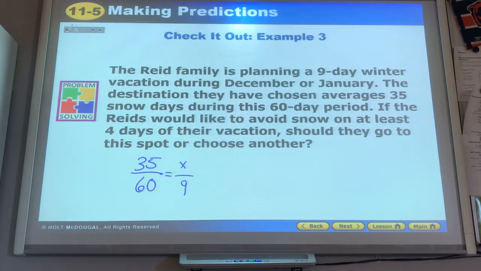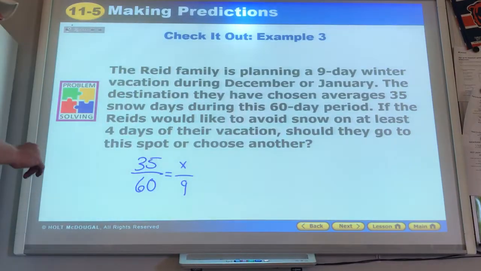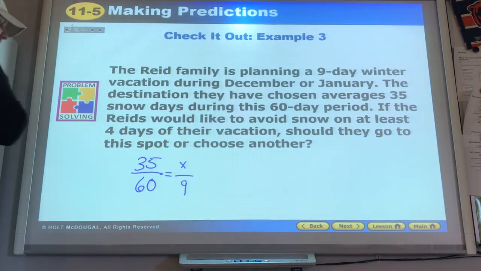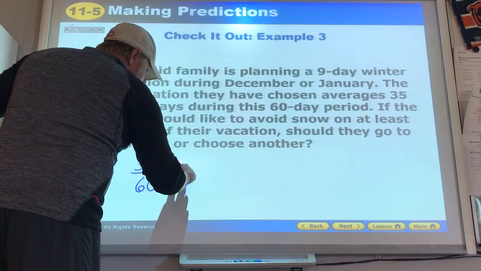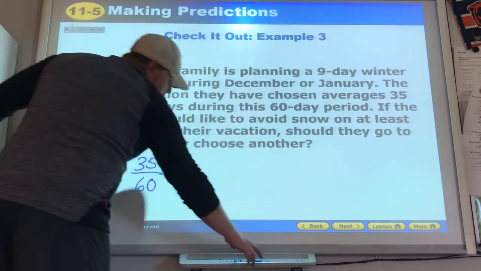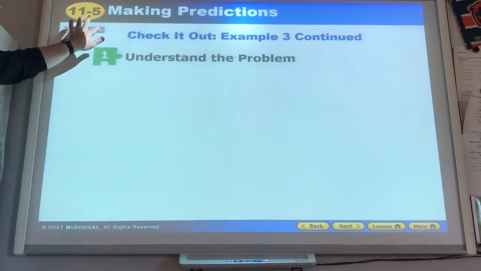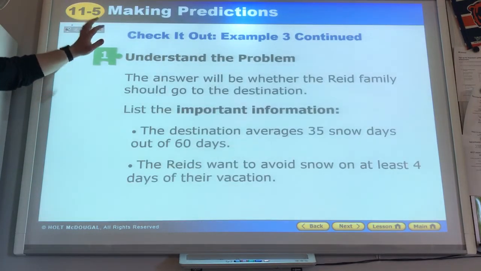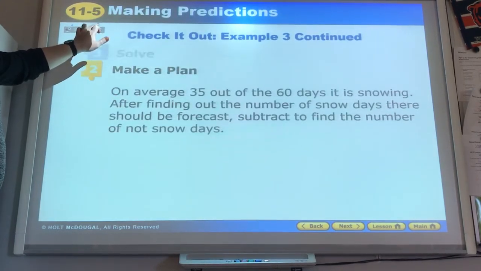How does that equalize? I think it makes a lot more sense to say, all right, we want 5, if they want to avoid snow at least 4 days, all right, and 35 days, it snows during 35. So they're okay with having 5 days out of 9 be snow days, all right? So we could see if those are equal, but they're going to set up the ratio like I first did here. Understand the problem. 35 days out of 60. They at least want 4 that aren't snowy, okay?